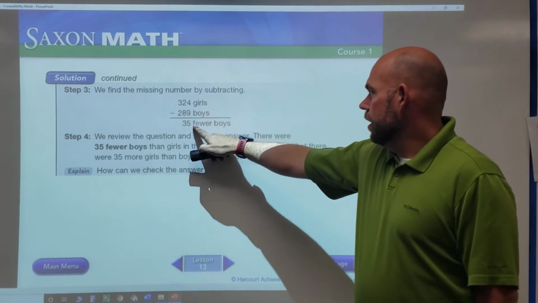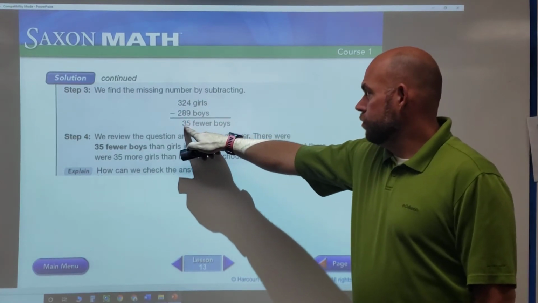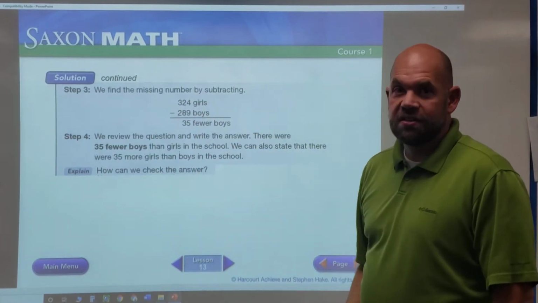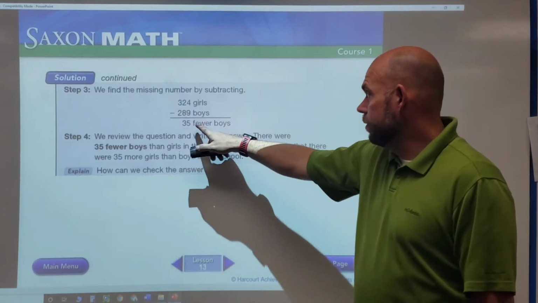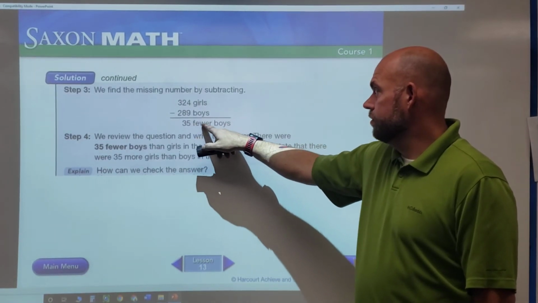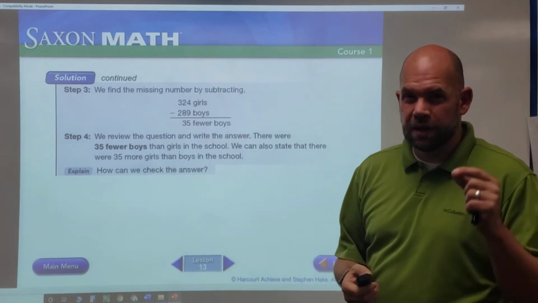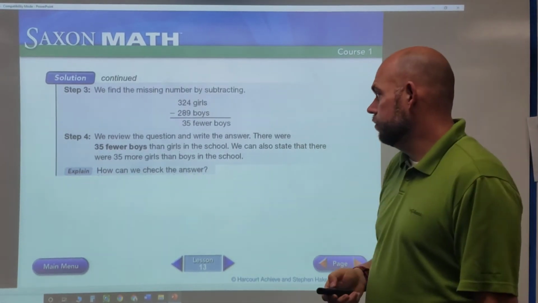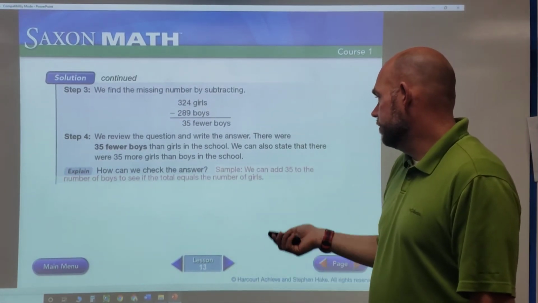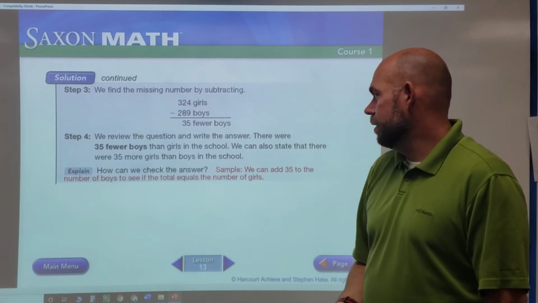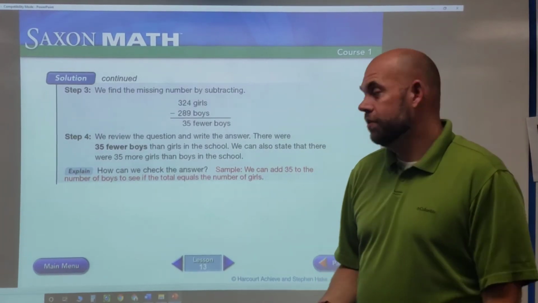And our answer is, of course, 35. But the way we'd say that is not 35 boys, but 35 fewer boys, because there are fewer boys than girls. So that's really where we're getting particular with the language here. How can we check our answer? We simply add 35 to the number of boys and see if it's equal to the number of girls, which it would be.